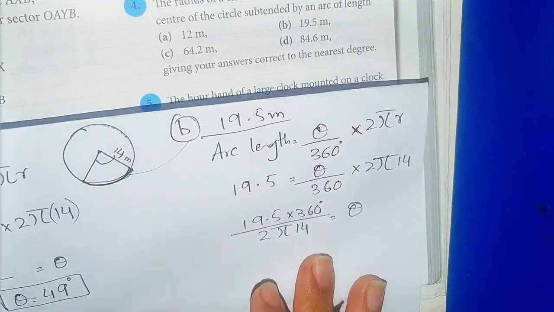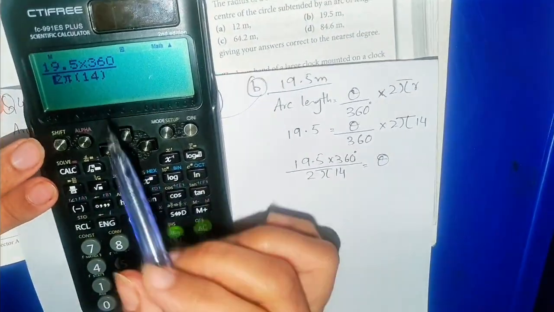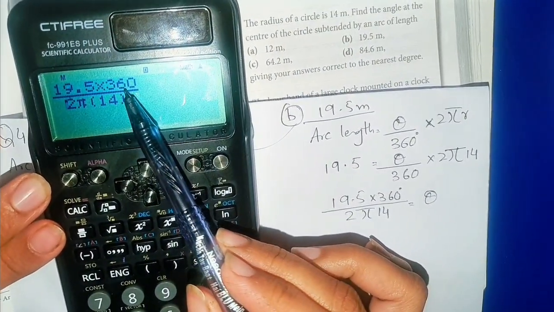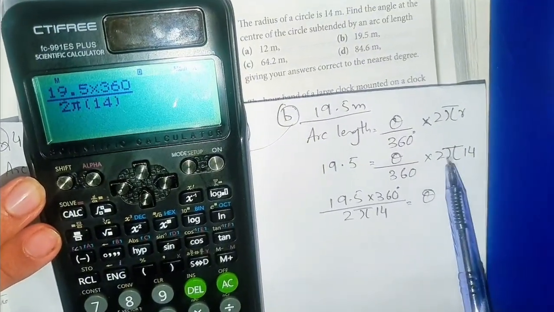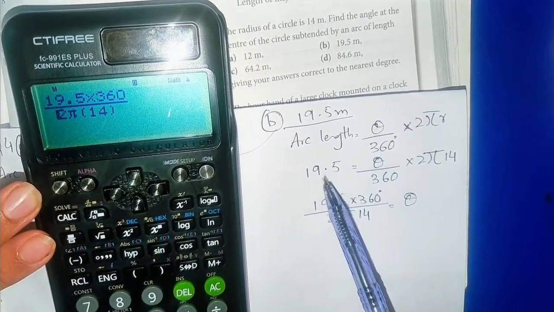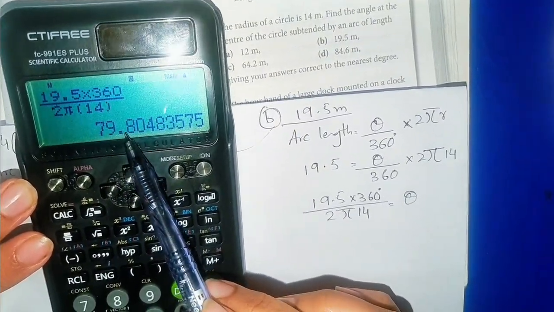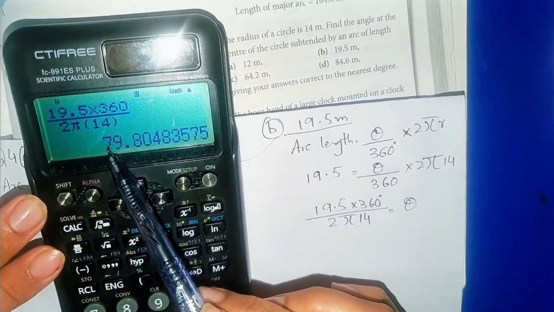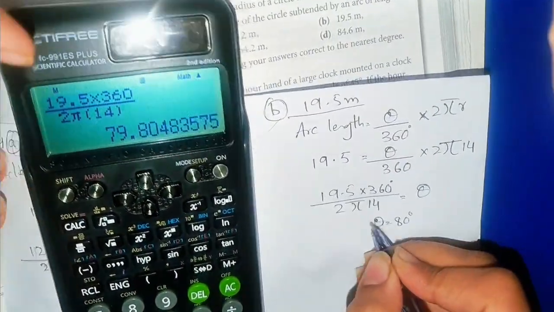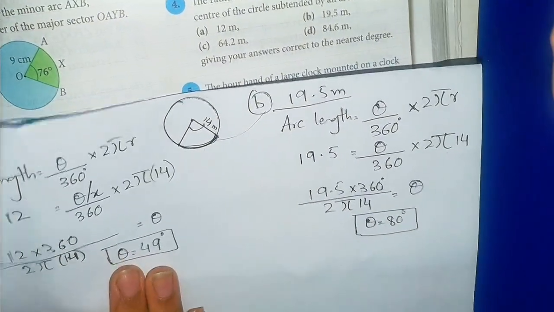So in place of 12 in this question, just write 19.5. 360 is dividing over here, I have shifted it on this side, it is multiplying, and 2 pi r is in the denominator. They are also multiplying, if we shift them on this side, they will be dividing, and now just simply take the answer. If we round off, because we have to write to the nearest degree, this will be 80. Theta is equal to 80 degrees, because we cannot write in decimal.